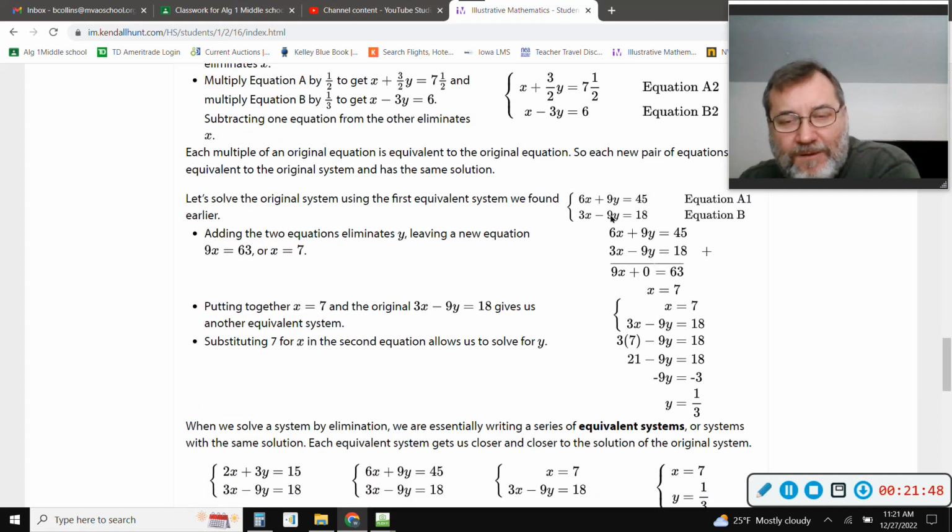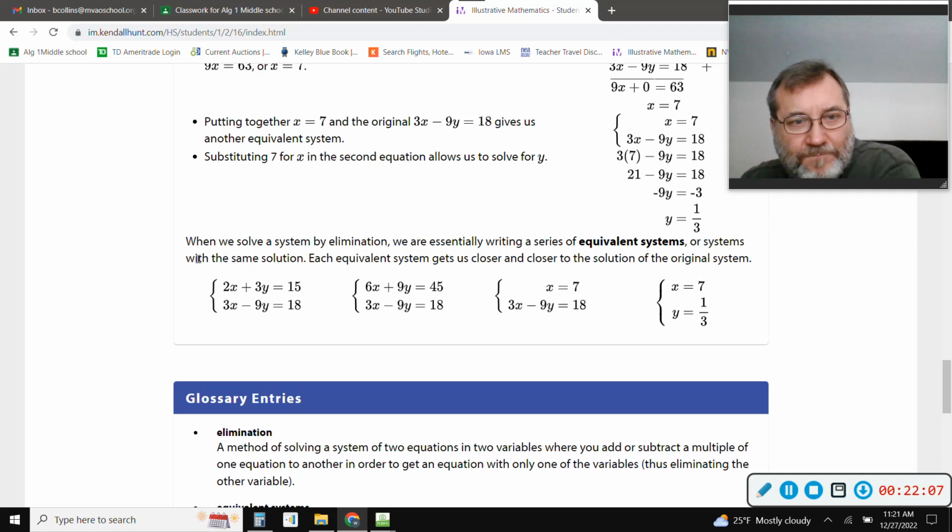They took the top one, they multiplied by 3, the 9's cancel, so you get 9x equals 63, x equals 7. Then they take the x and resubstitute it into one of the equations, and they get the other part, y equals 1/3. And you can always check it by going into the second one.